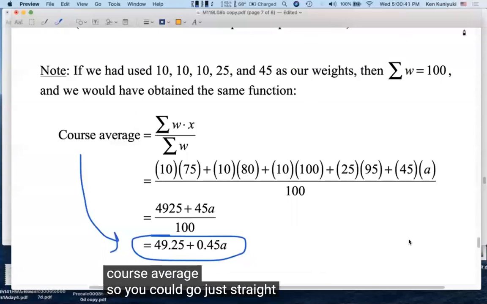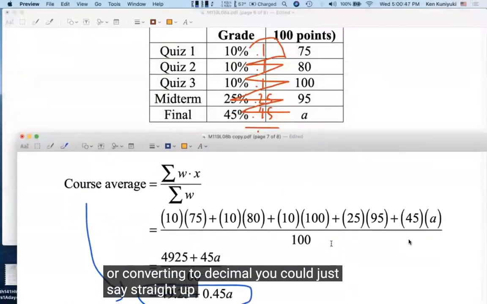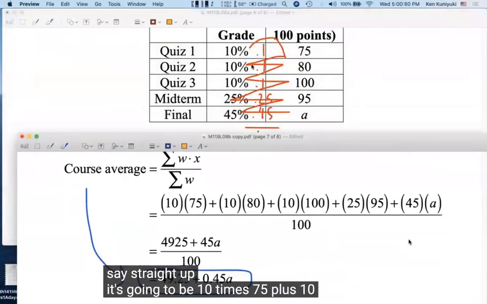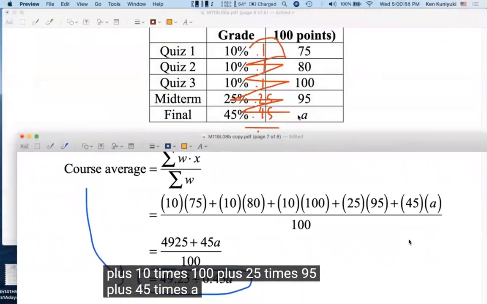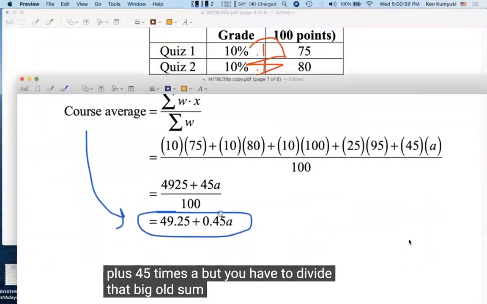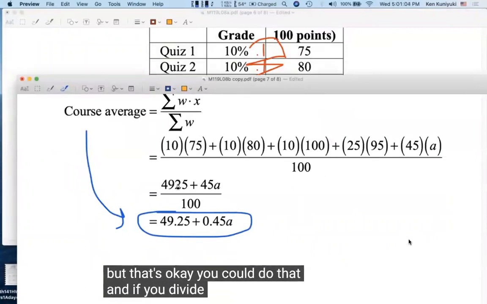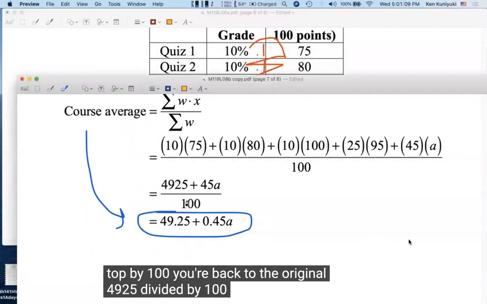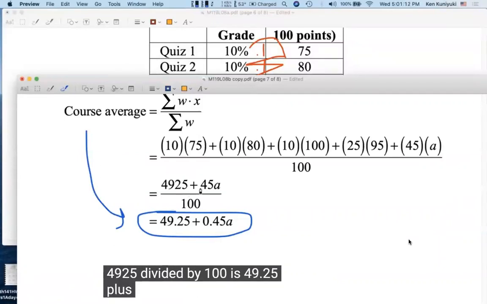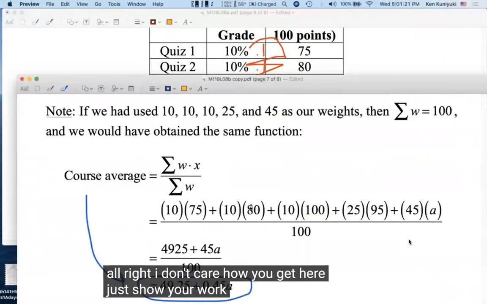So you could go just straight up without the percent symbols or converting to decimal. You could just say straight up, it's going to be 10 times 75 plus 10 times 80, plus 10 times 100, plus 25 times 95, plus 45 times A. But you have to divide that big old sum by 100, the sum of these weights. But that's okay, you could do that. And if you divide each of these terms on top by 100, you're back to the original. 4,925 divided by 100 is 49.25, plus, and then 45A divided by 100 is 0.45A. So you end up with the same expression as before. All right, I don't care how you get here, just show your work. You can do it either way.